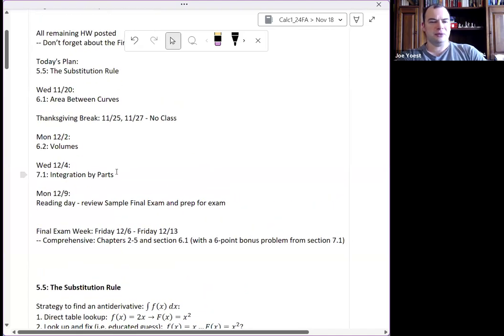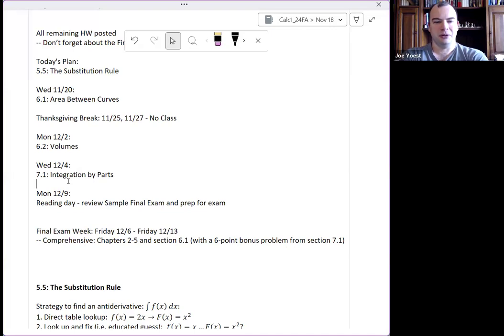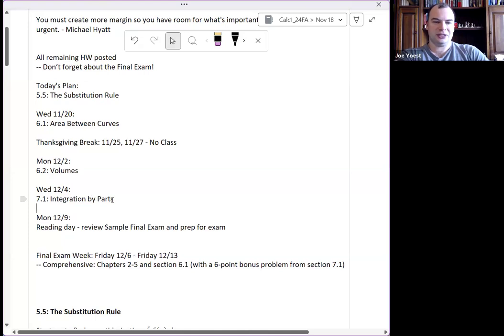I don't want to go any further than 7.1. I think at that point we might as well just start calling it Calc 2. But I think 7.1 ties in with 5.5 well enough, and then same with 6.1 versus 6.2. So 5.5 and 6.1 are still firmly in the realm of what we're calling Calc 1 these days anyway. And 6.2 and 7.1 we'll see are related to those two ideas.